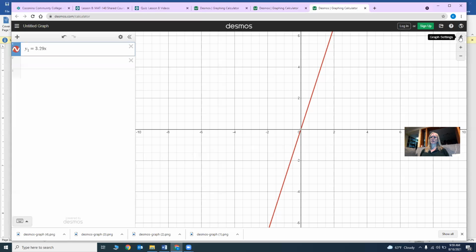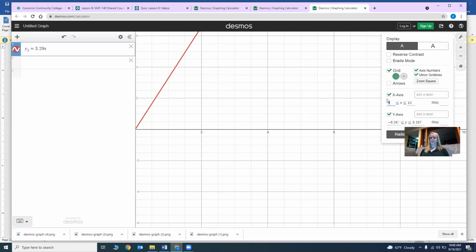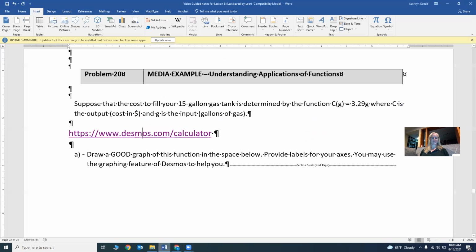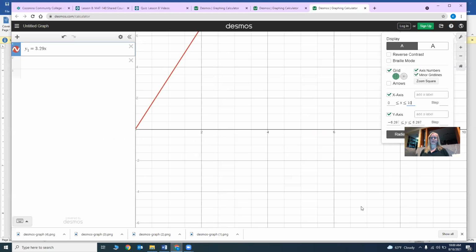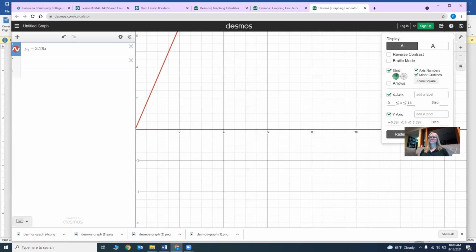So let's go ahead and restrict our graph window a little bit. I'm going to go to graph settings, the little wrench here. I know I can only have 0 gallons. I can't go below 0, so we can't do negatives. And if I look back, I noticed that it had a 15-gallon tank, so the maximum number of gallons in the tank can be 15. I'll change this to 15 as my maximum x value.